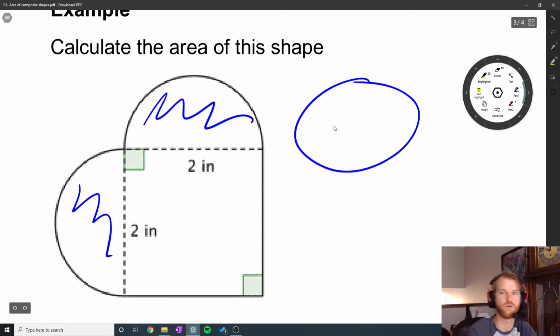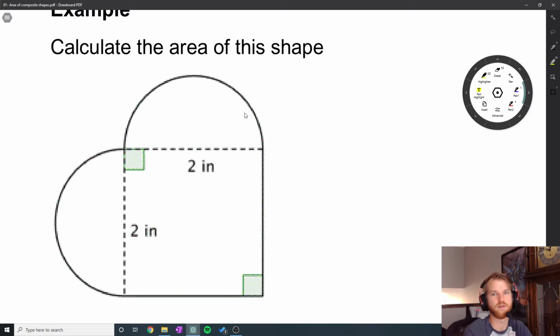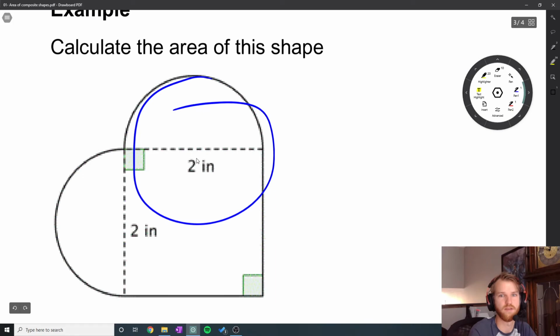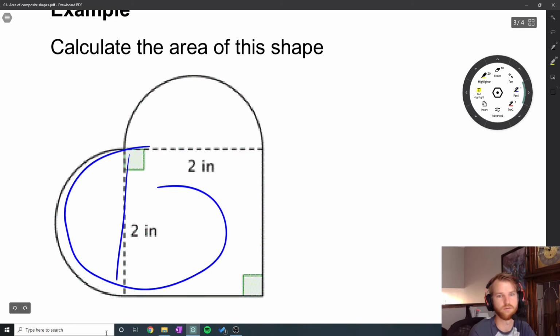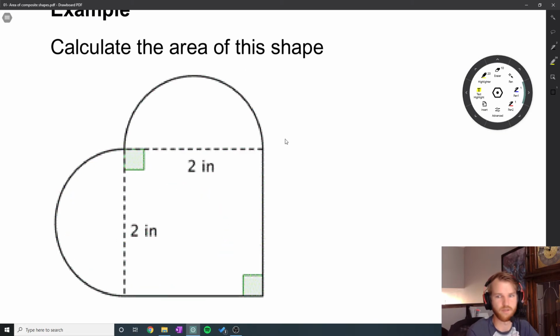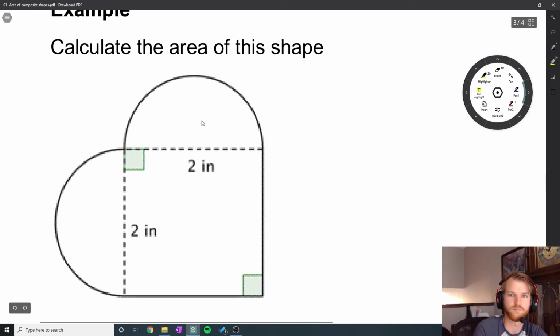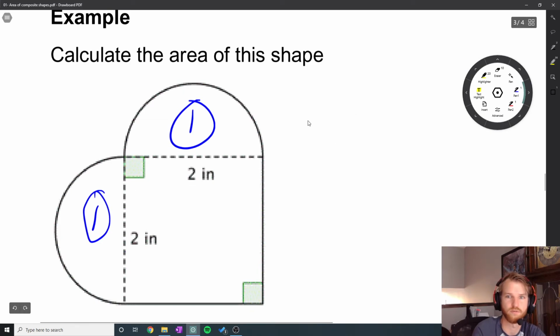So I could just do the equation for one circle, or I could take the area of this circle and divide it by 2 to find out what that is, and then find the area of a circle here and divide that by 2, right? And then add everything up together. For the sake of this one, I'm just going to do it as one circle. So I'm going to call this and this together my first shape.